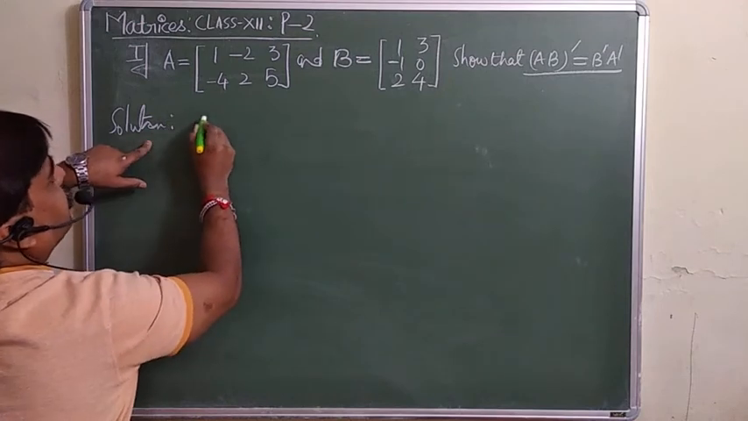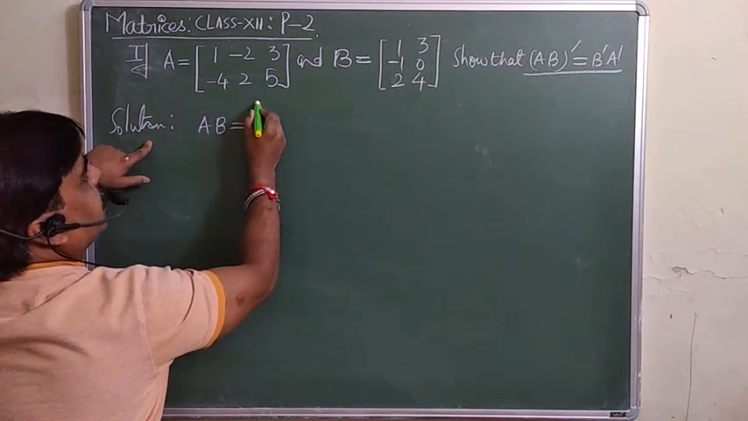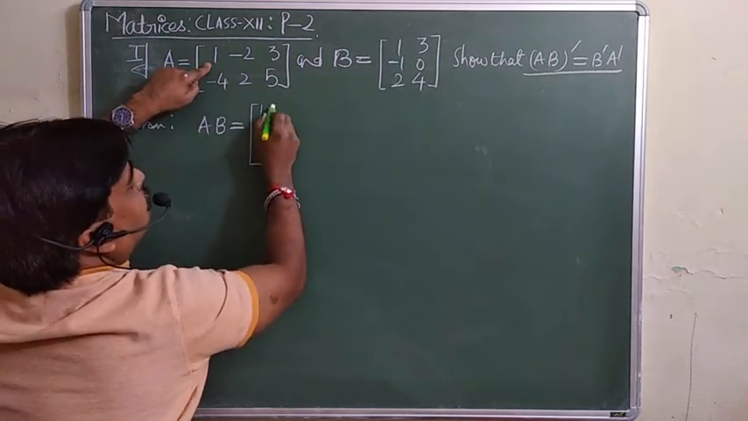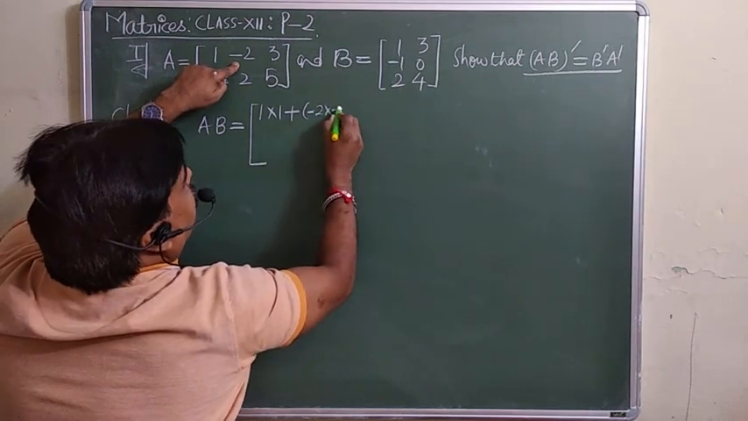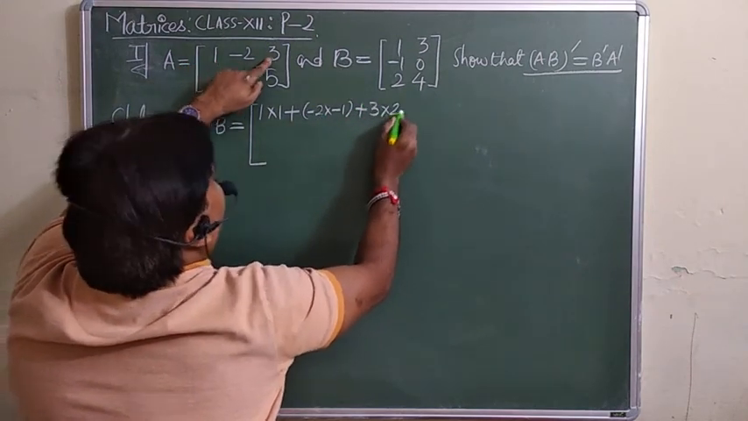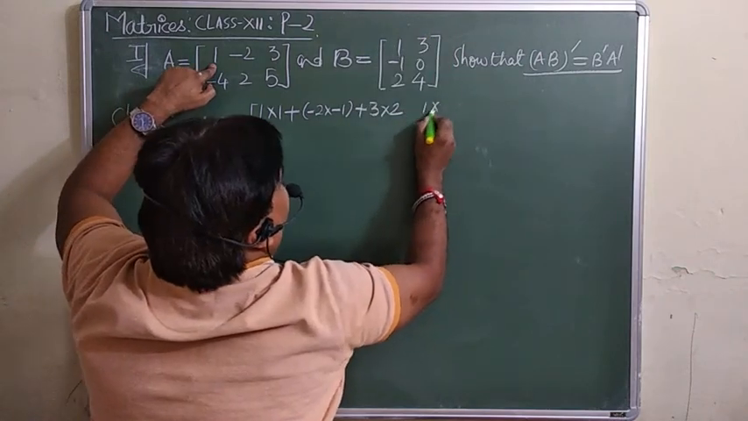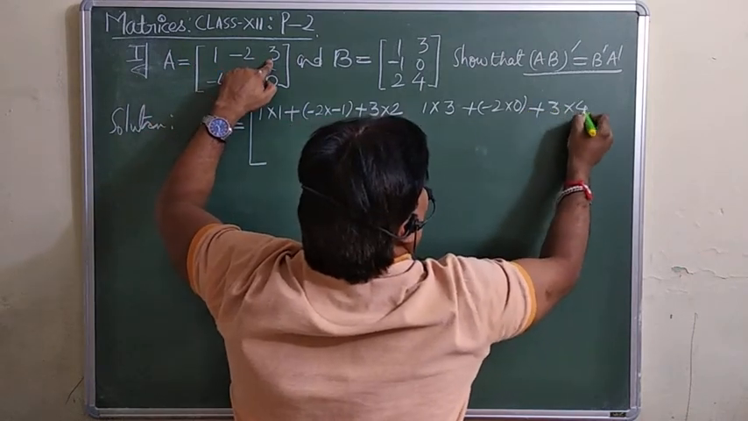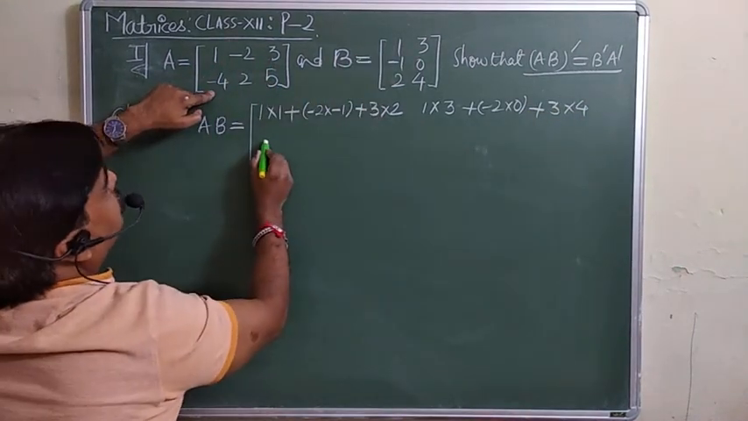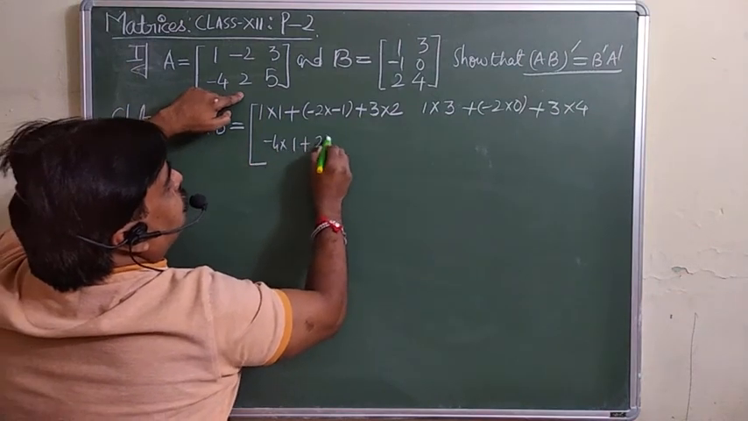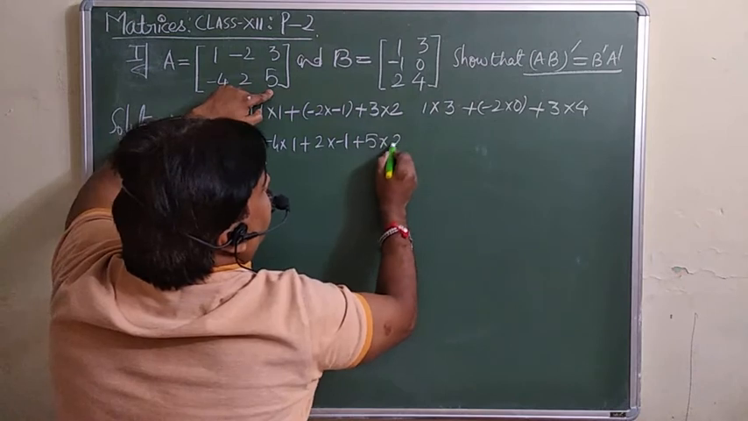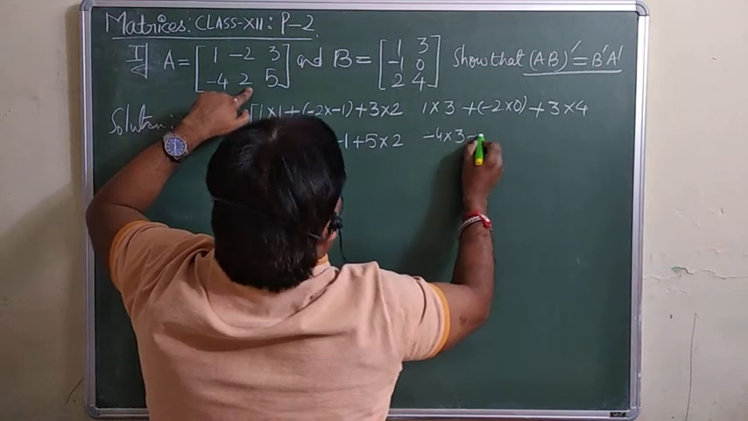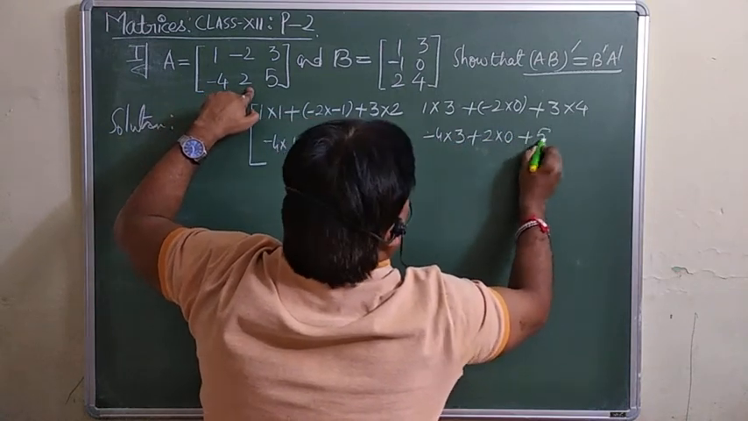So first of all, we can do the AB first. So what you will get in AB: the first row will multiply with the first column. So 1 into 1 plus -2 into -1 plus 3 into 2. First row with the second column: 1 into 3 plus -2 into 0 plus 3 into 4. Similarly, second row with first column: -4 into 1 plus 2 into -1 plus 5 into 2. Second row, second column: -4 into 3 plus 2 into 0 plus 5 into 4.